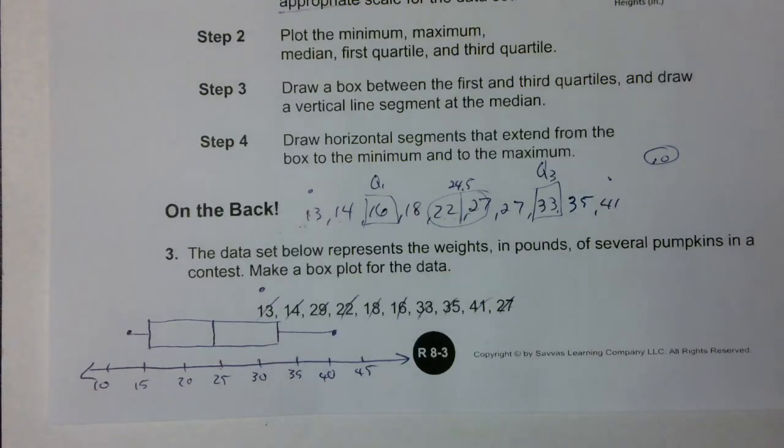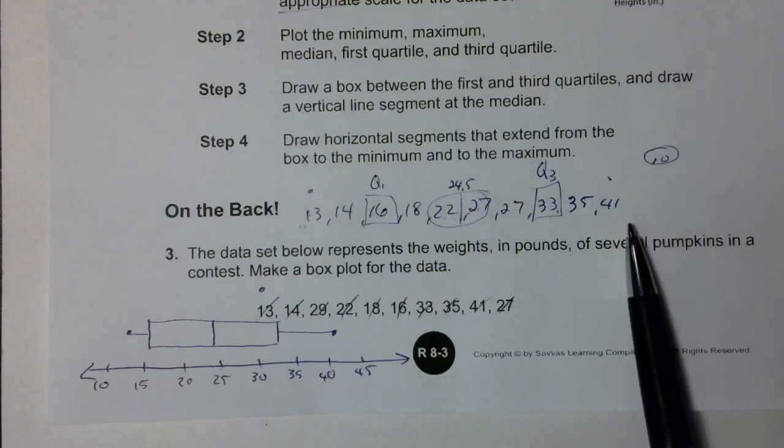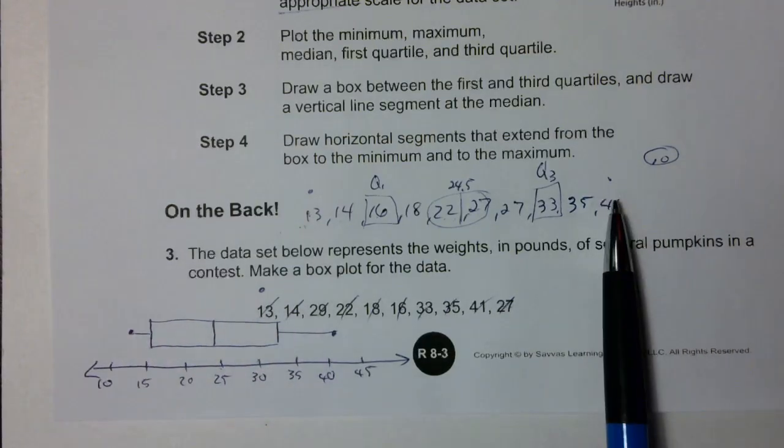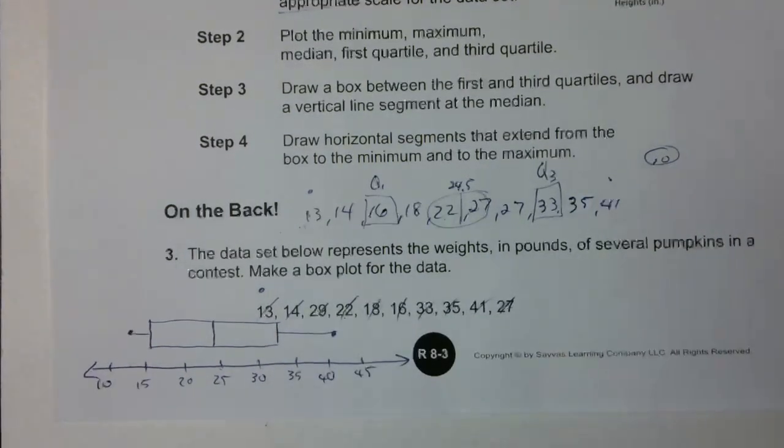What's my range here? The maximum minus the minimum. What's 41 minus 13? That's a question I could ask. So the range of this data is 28.